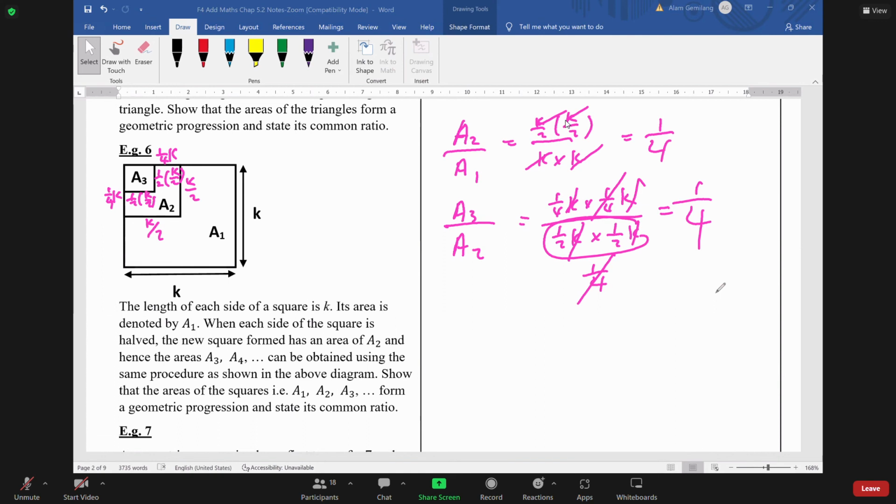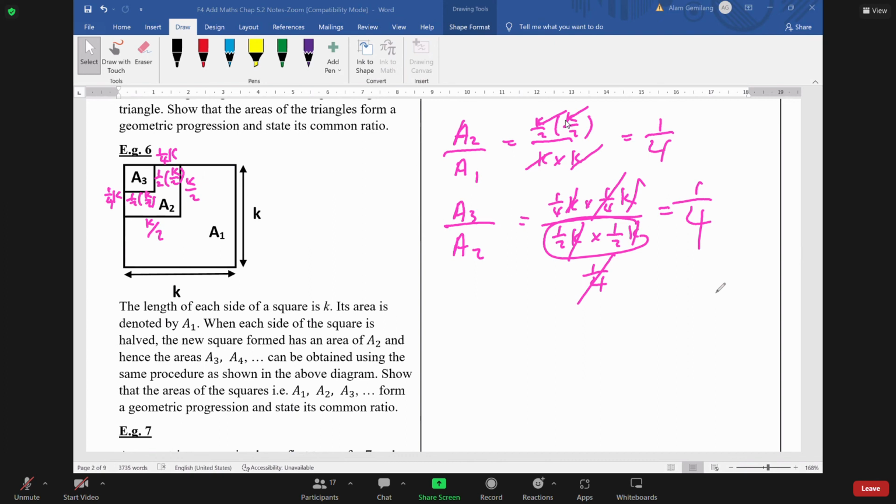Of course they ask you to show, so you have to write the sentence. Since A2 over A1 is equal to A3 over A2 is equal to 1/4, that means A2 over A1 equals A3 over A2. Hence the areas form a geometry progression with common ratio, then you write the common ratio.